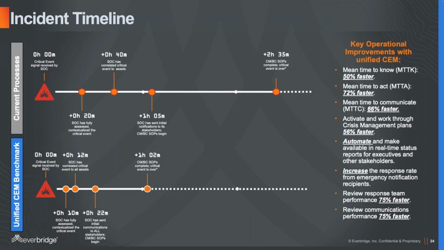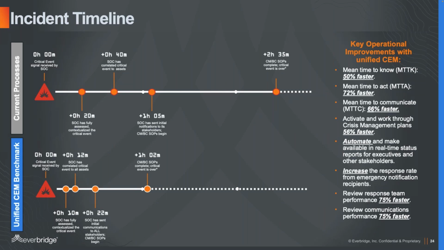Or you can run pilots or projects and say, all right, this is how we could improve upon this by using a specific software, a specific set of tools, or hiring more people. And so when we start to condense that, we end up breaking it down into what was our mean time to know versus current process versus unified, mean time to act, mean time to communicate. And those numbers that we see on the right side of the screen, 50%, 72%, and 66%, are the benchmarks that we've seen on average at Everbridge when organizations start to take a more unified approach, right?